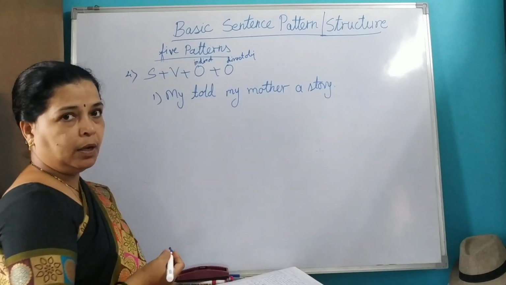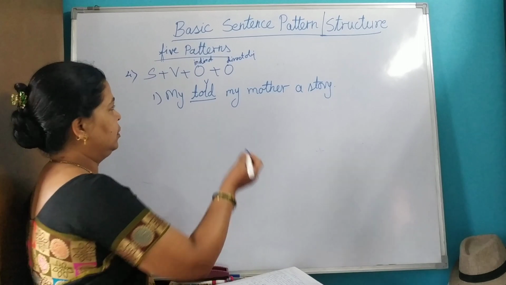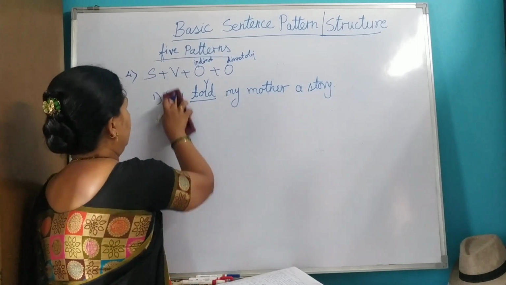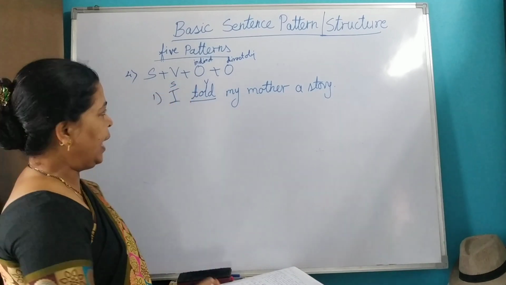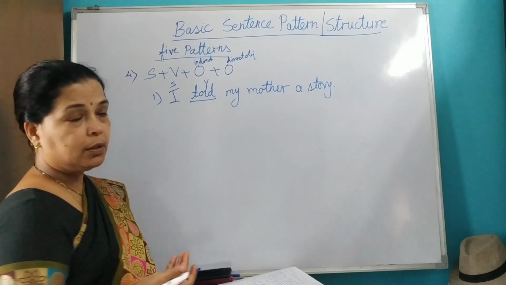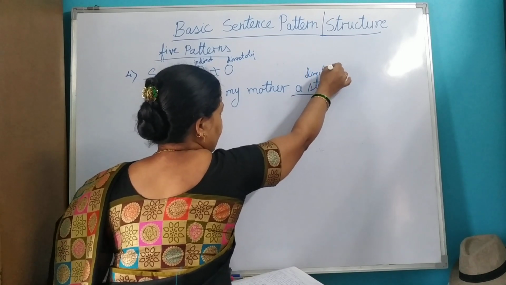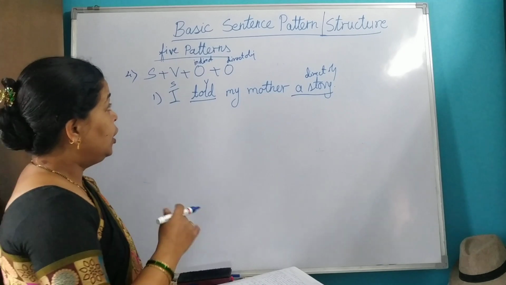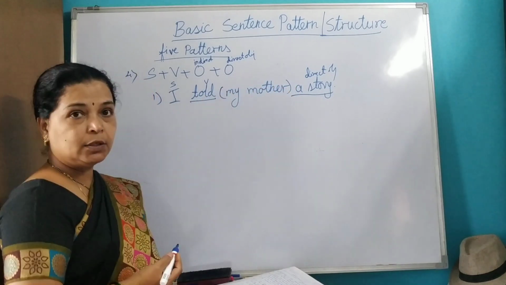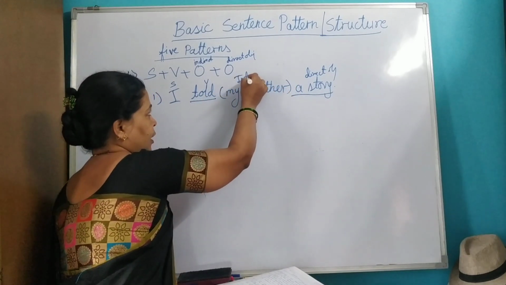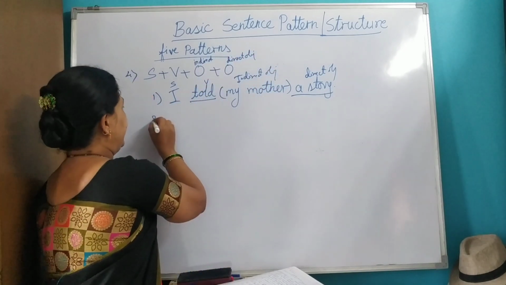Okay. Now, which is the action word? Told. This is the verb. Who told? I told. Okay. So, I is the subject doing action. Told what? A story. So, direct object. Now, told a story to whom? To my mother. So, my mother is indirect object. Getting it? Okay.